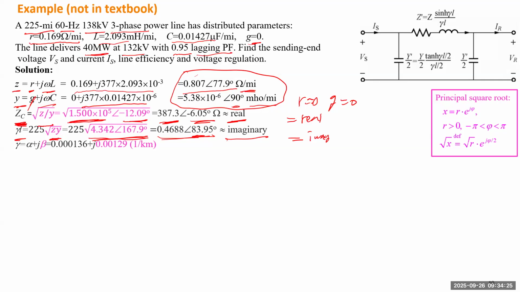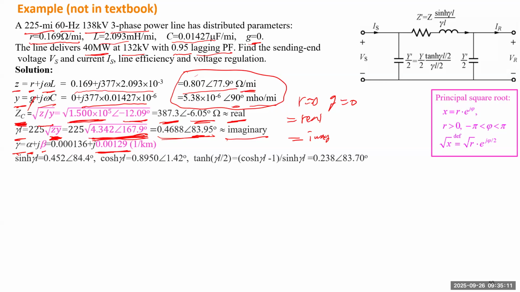Okay, so move on. So gamma is gamma L divided by L, which means we can directly take the real and imaginary parts here. The real part we call alpha, and the imaginary part we call beta. The beta value here is 0.00129 per kilometer. For an overhead line operating at 60 Hertz, the beta value is typically around 0.0013. How close? Very close. Later I will explain why it's always around this value.